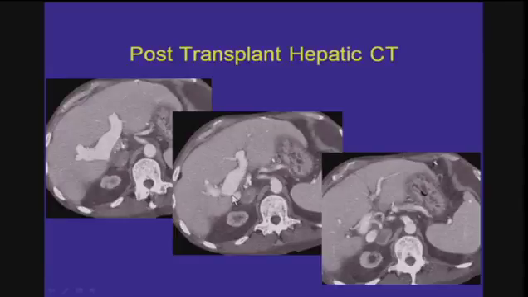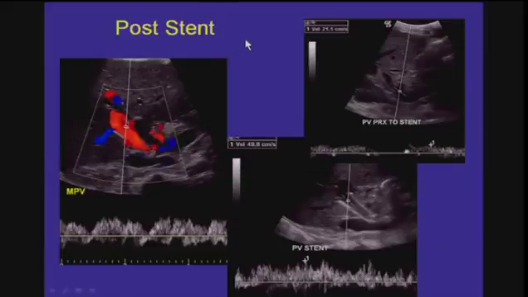So this patient did go on to be revised and was stented, and you can see now the velocity in the stent. You can see the nice pulsatility in the portal vein, and the velocities are now perfectly normal.